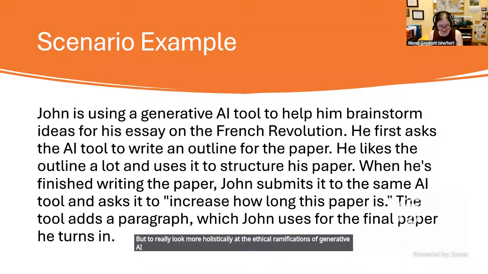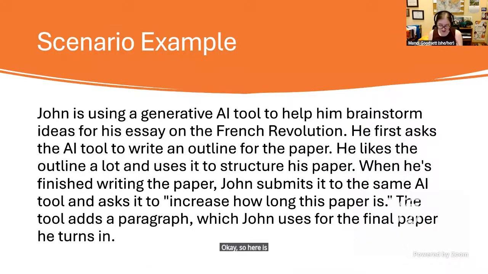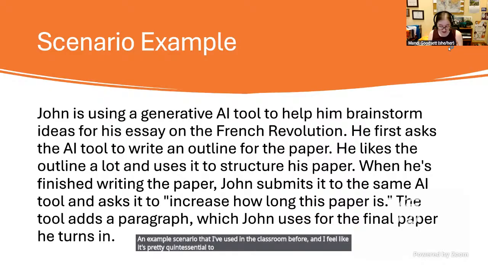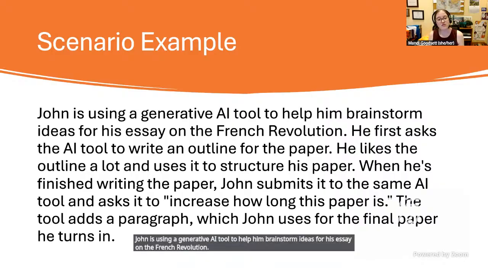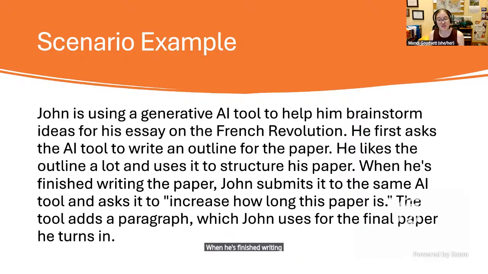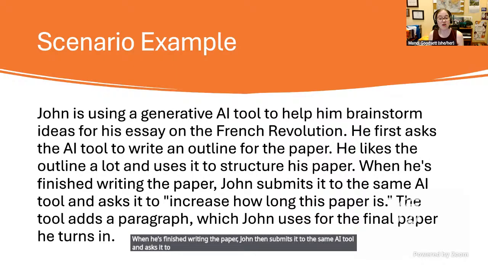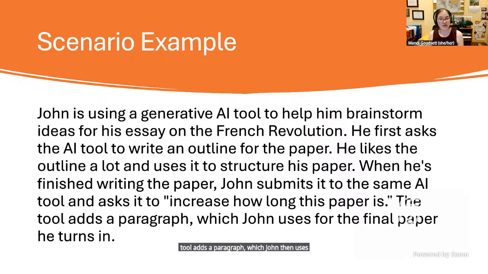Okay, so here is an example scenario that I've used in the classroom before, and I feel like it's pretty quintessential to student experience. So I'm going to quickly read it now, and I would love, as I'm reading, for you to be thinking about your own response. John is using a generative AI tool to help him brainstorm ideas for his essay on the French Revolution. He first asks the AI tool to write an outline for the paper. He likes the outline a lot, and he uses it to structure his paper. When he's finished writing the paper, John then submits it to the same AI tool and asks it to, quote, increase how long this paper is, unquote. The tool adds a paragraph, which John then uses for the final paper he turns in.